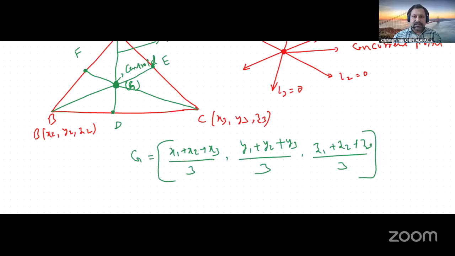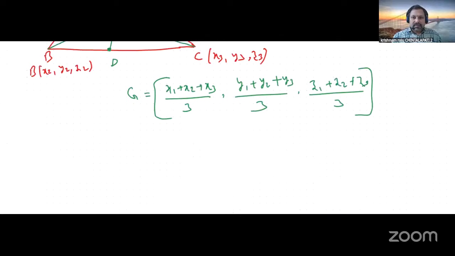Next, in this concept, for objective purpose, IIT Mains, see here. Suppose this is the triangle. In the triangle, we have vertices A, B, C. Out of this, we may be asked to find the third vertex of the triangle.